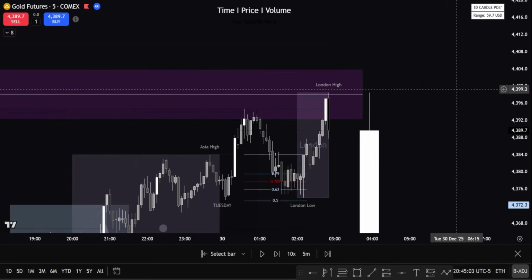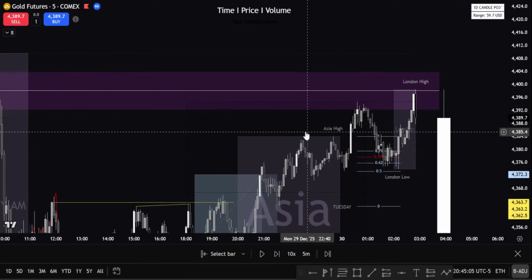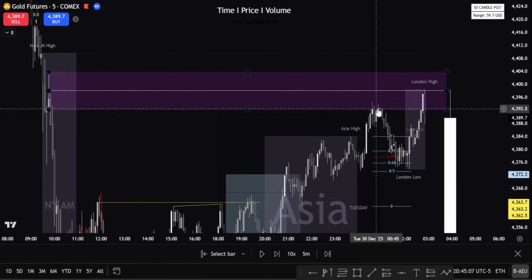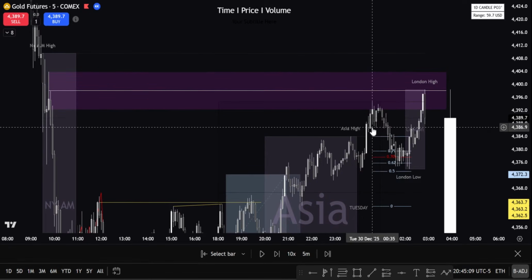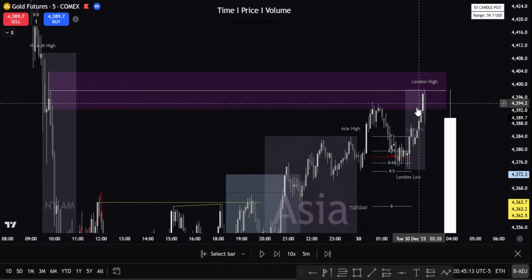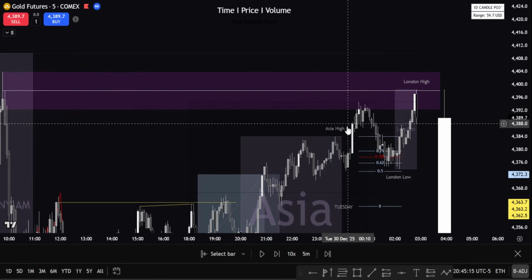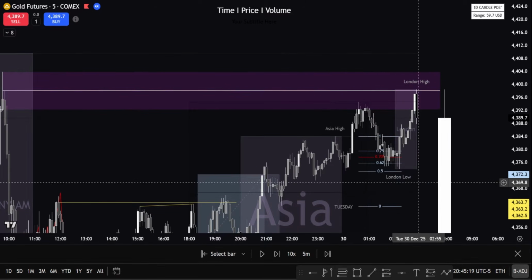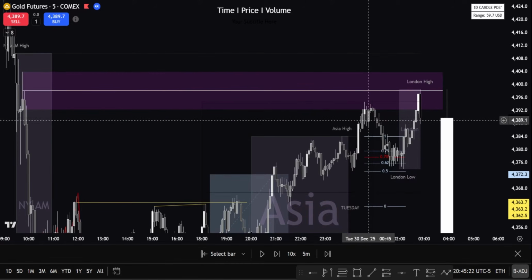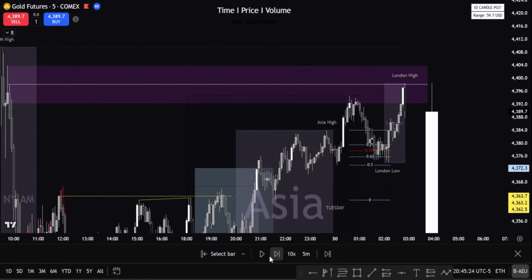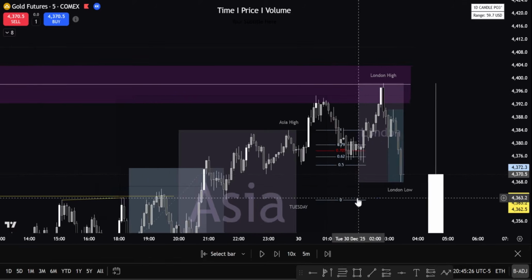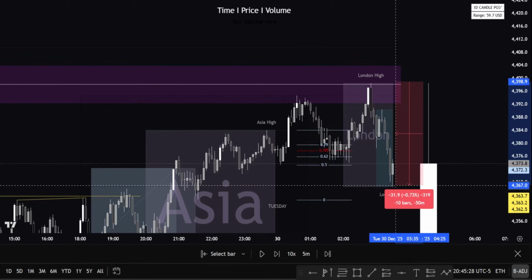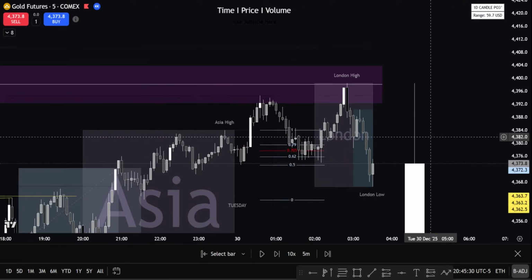Okay, we're having a reaction. We swept liquidity of this failed supply zone, which we count as liquidity because it didn't either go higher or reach the CE and go lower. So this is likely to go down. Let's see what it does here. We went down. How much is this? This is 30 points, which is good.